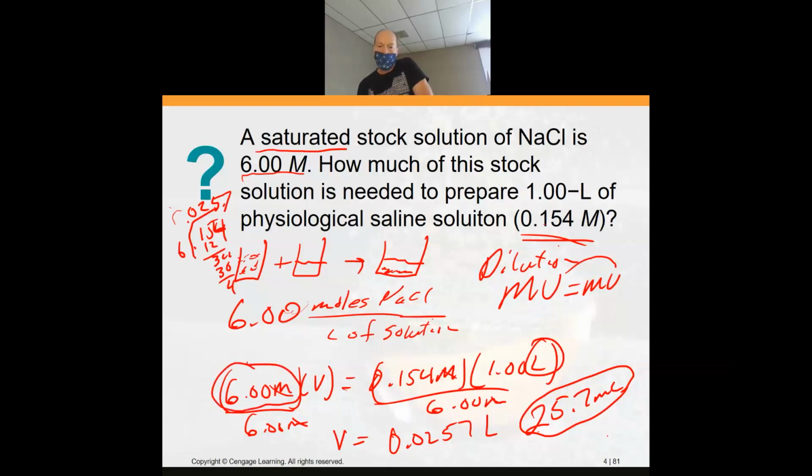NaCl. So right here, the volume of that 6 molar, we need 25.7 mils. We're going to stick that in a 1 liter volumetric flask, and then we're going to add water until it hits the 1 liter mark. That's how you would do the dilution. So 25.7 mils of 6 molar NaCl will go into a 1 liter volumetric flask. Then you will add enough water to reach the mark.